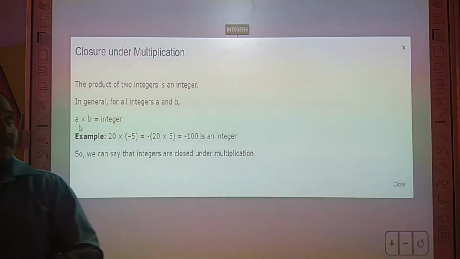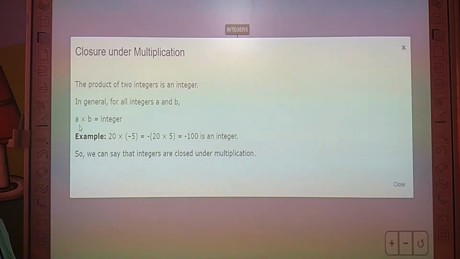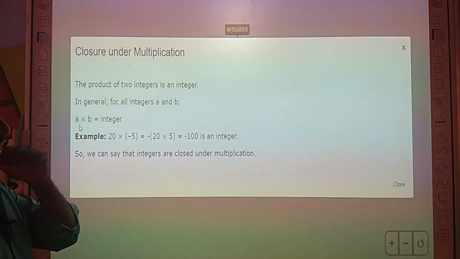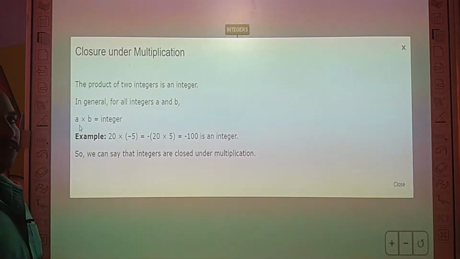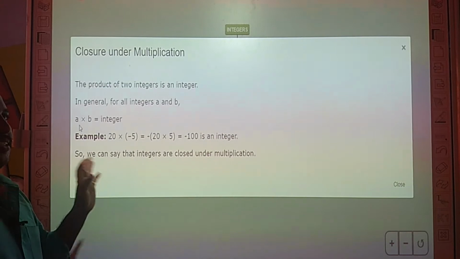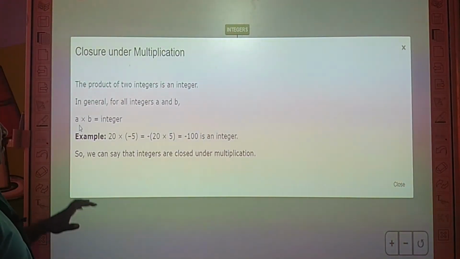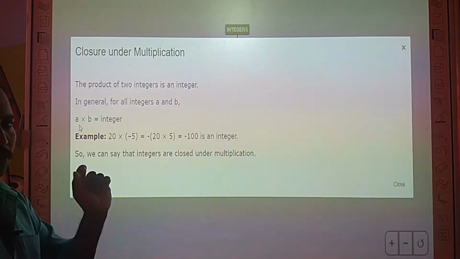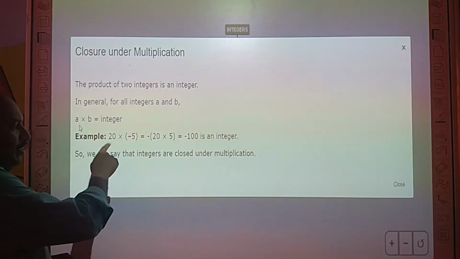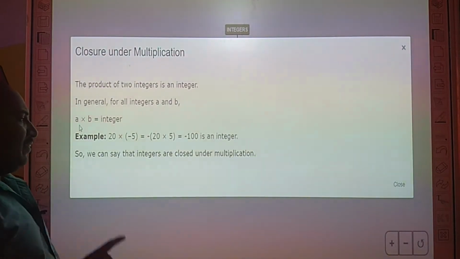Here is the multiplication part. Closure under multiplication: the product of two integers is also an integer. In general, for all integers a and b, a into b is also an integer. Listen here, 20 is a positive integer, into minus 5, a negative integer.